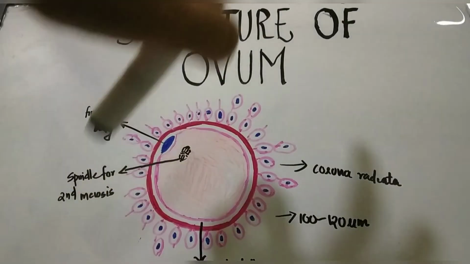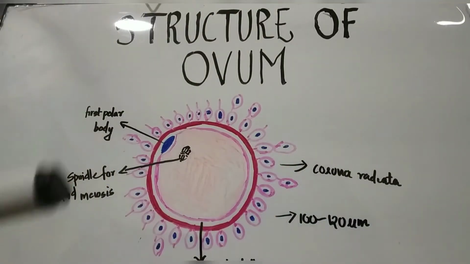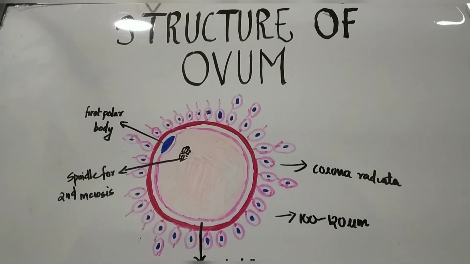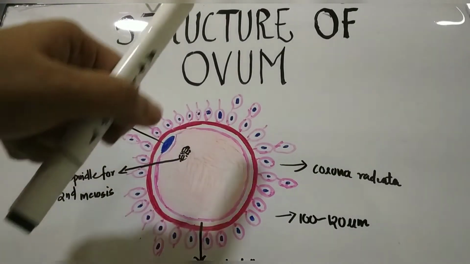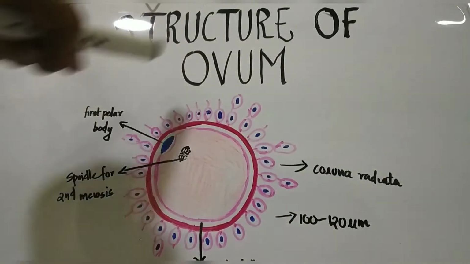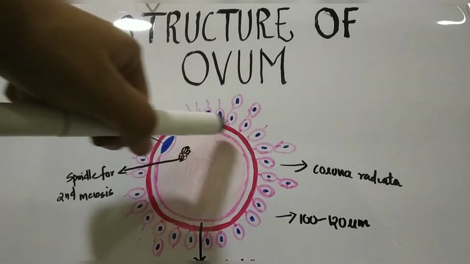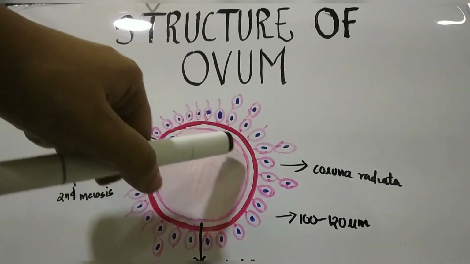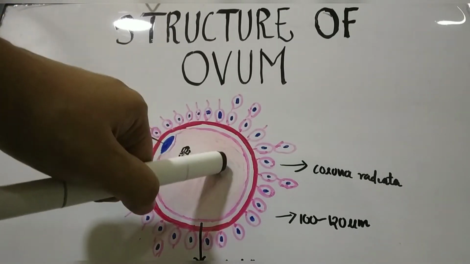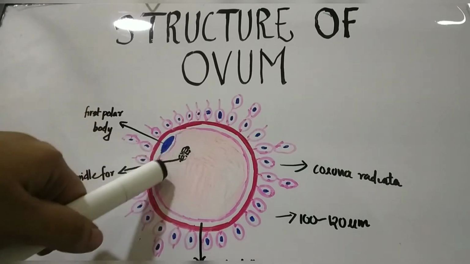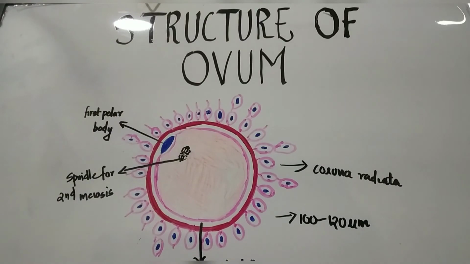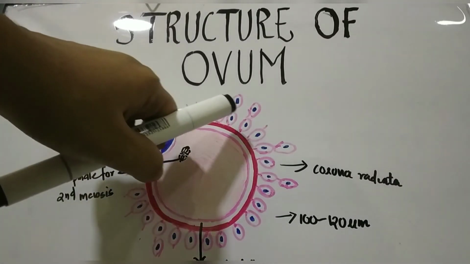Now we will look into the structure of an ovum or secondary oocyte. It is not completely mature because it has not completed the second meiotic division. It completes the second meiotic division only if it is fertilized by a sperm. So this is the structure of a secondary oocyte. The nucleus is not seen because the nuclear membrane is dissolved for the second meiotic division. So you can only see a spindle for the second meiotic division, and this is the zona pellucida layer.